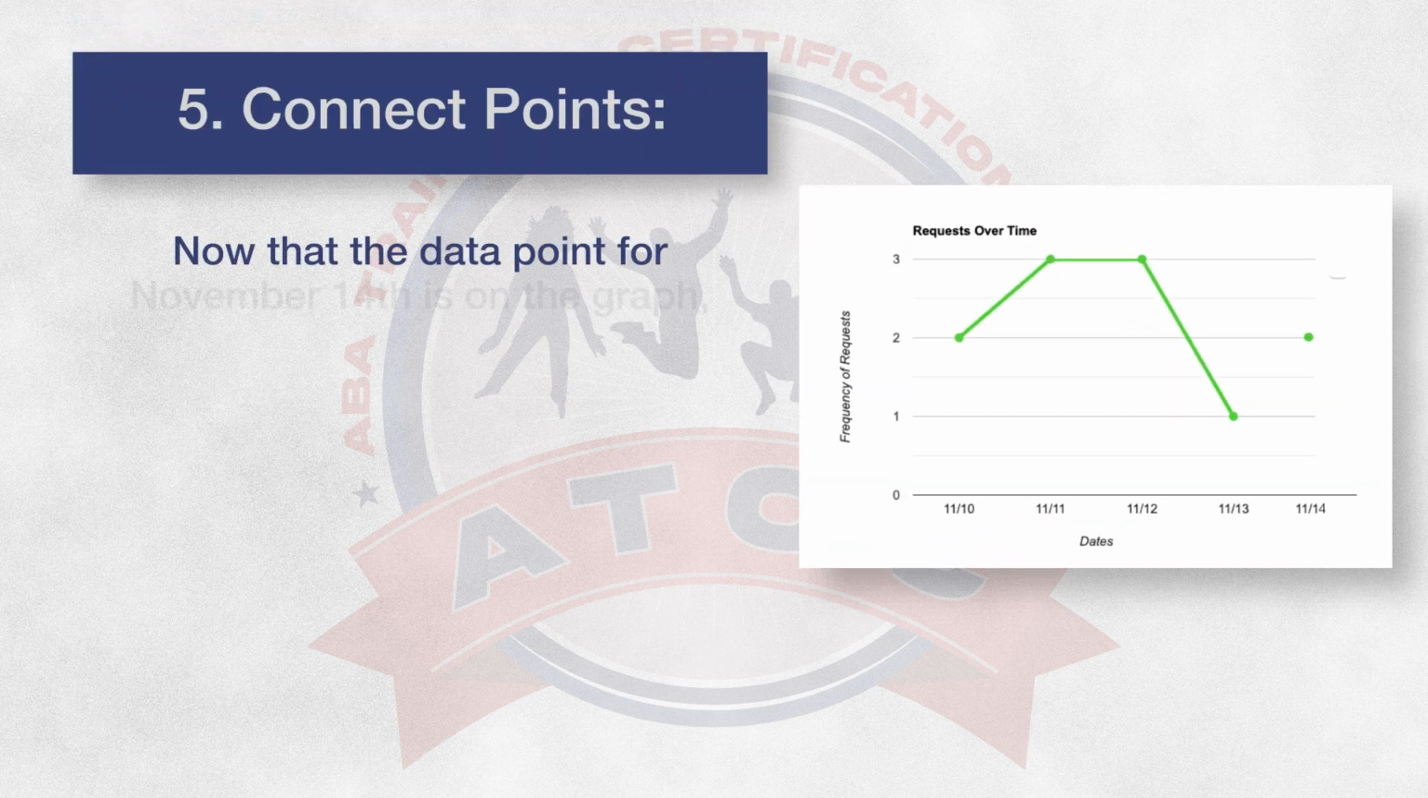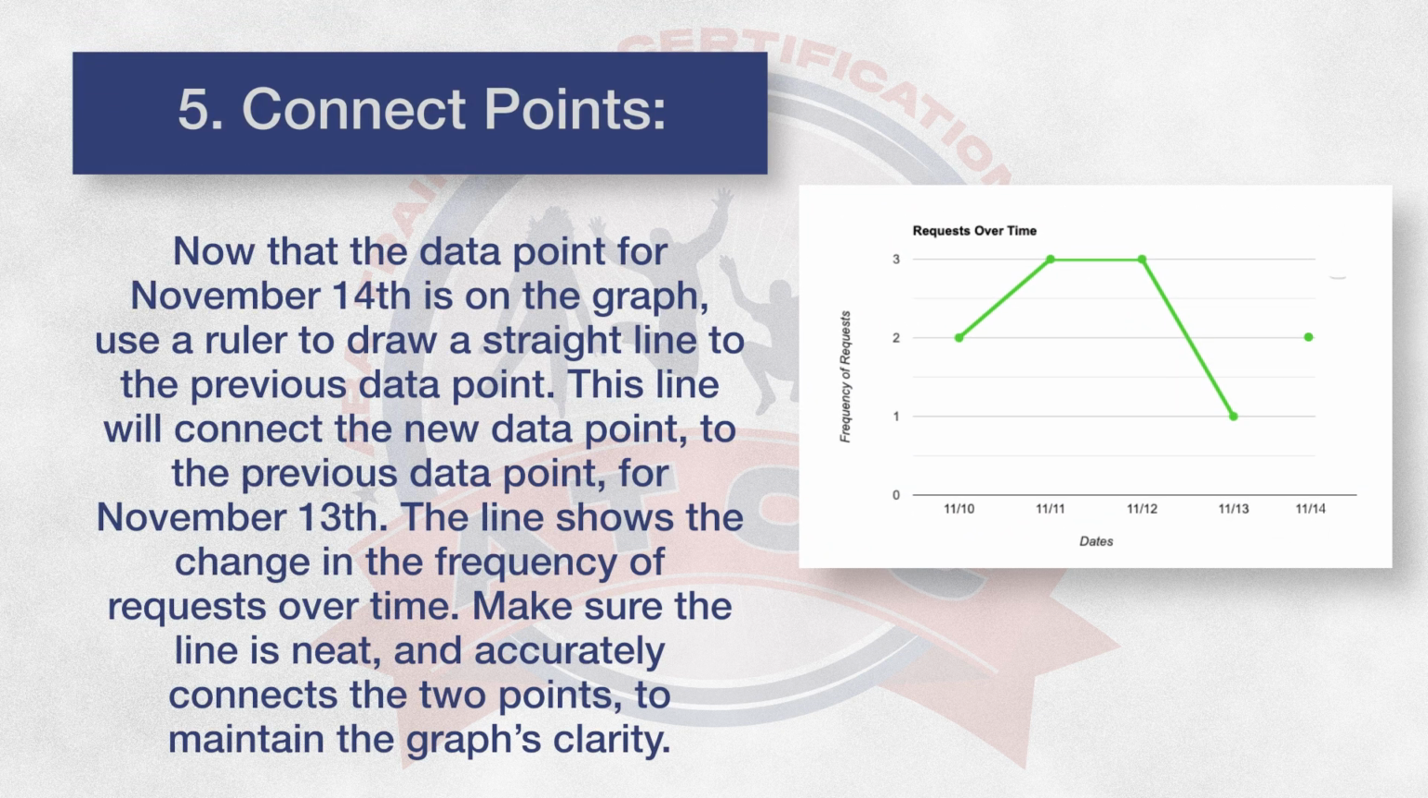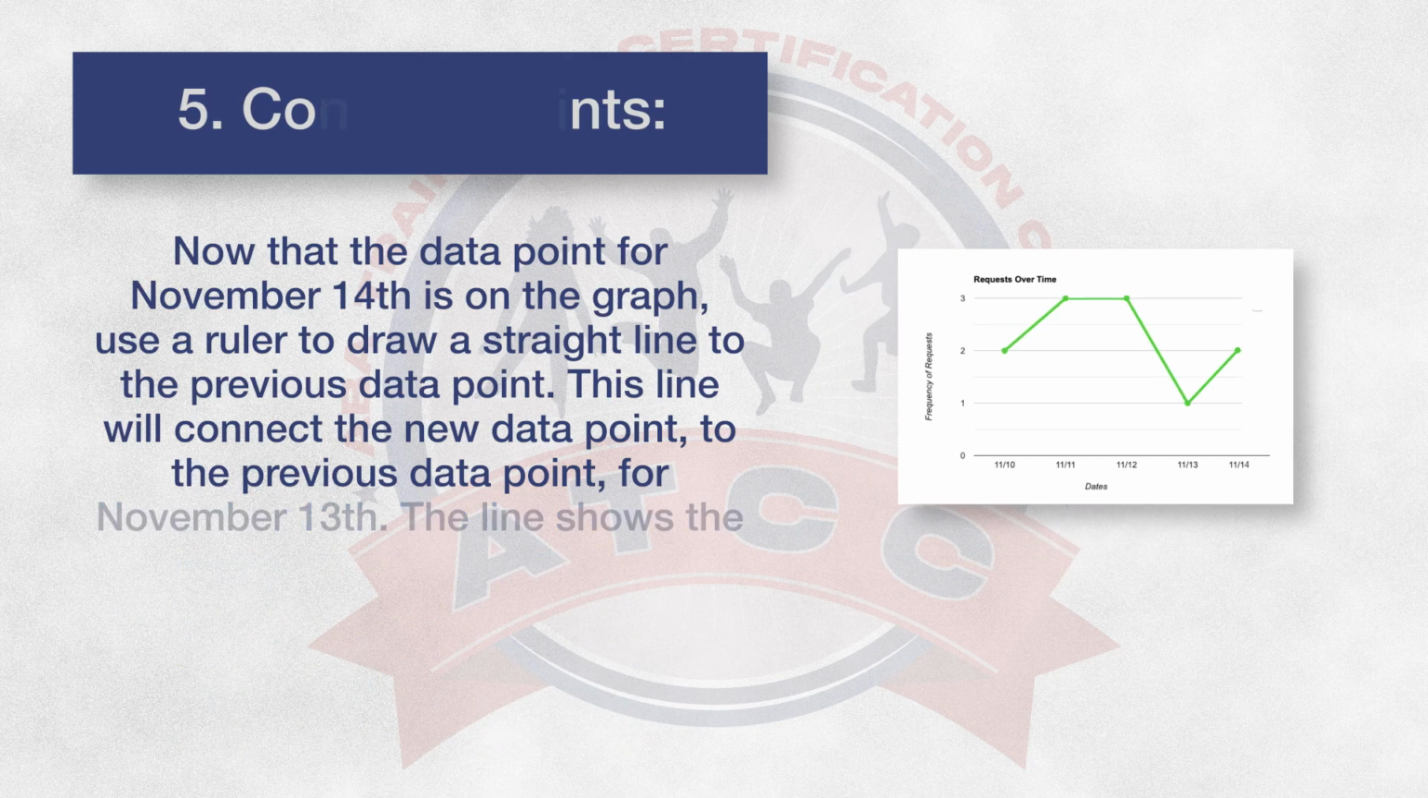5. Connect points. Now that the data point for November 14th is on the graph, use a ruler to draw a straight line to the previous data point. This line will connect the new data point to the previous data point for November 13th. The line shows the change in the frequency of requests over time. Make sure the line is neat and accurately connects the 2 points to maintain the graph's clarity.